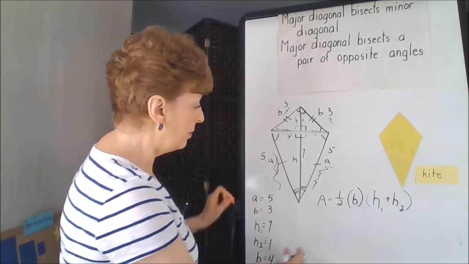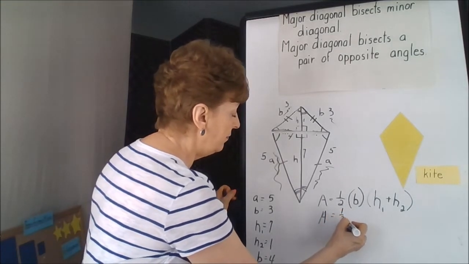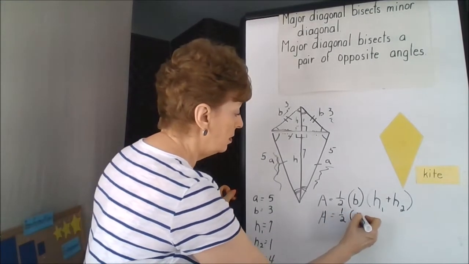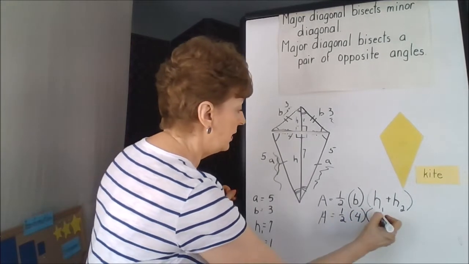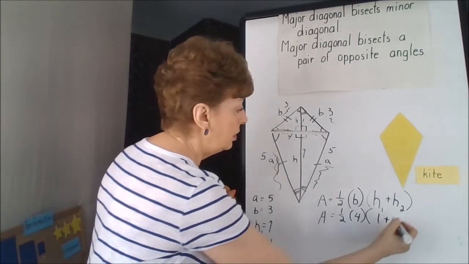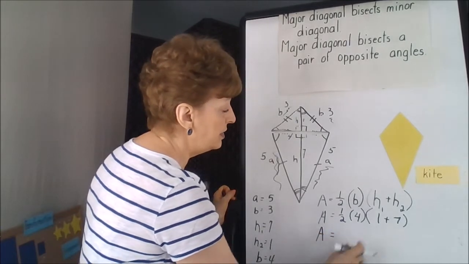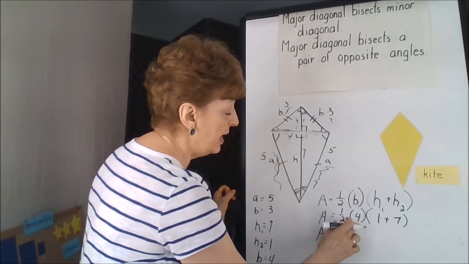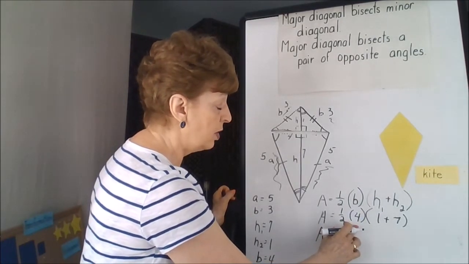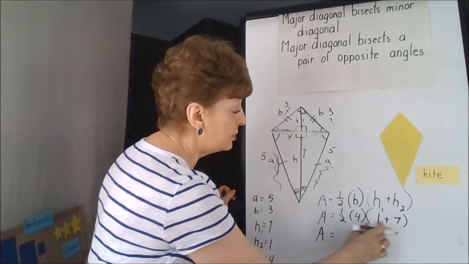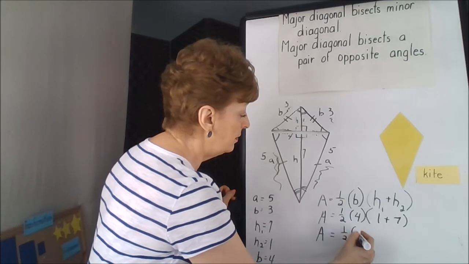So now we've got our numbers, we can put it into our formula. Area is equal to 1/2. The base is 4 times height 1, which is 1, plus height 2, which is 7. In order of operations, we're going to do parentheses first. This one has a single number in it, so the parentheses on this is a multiplication symbol. But this one has 2 items in it, so we'll do that first. Copy everything you don't use.